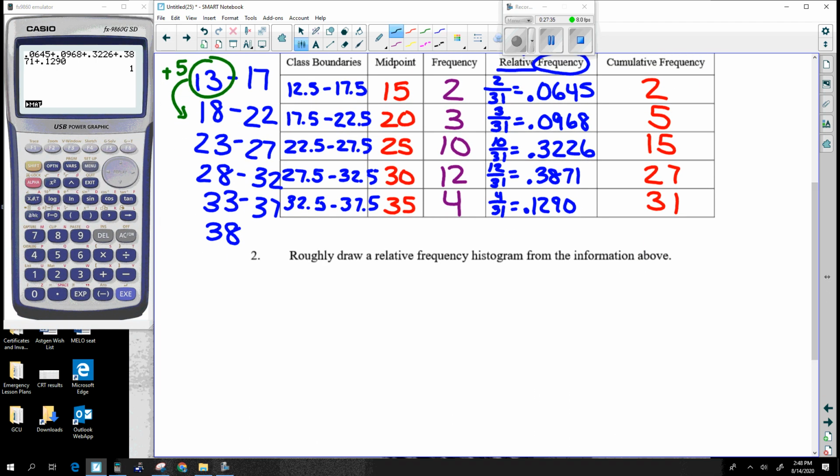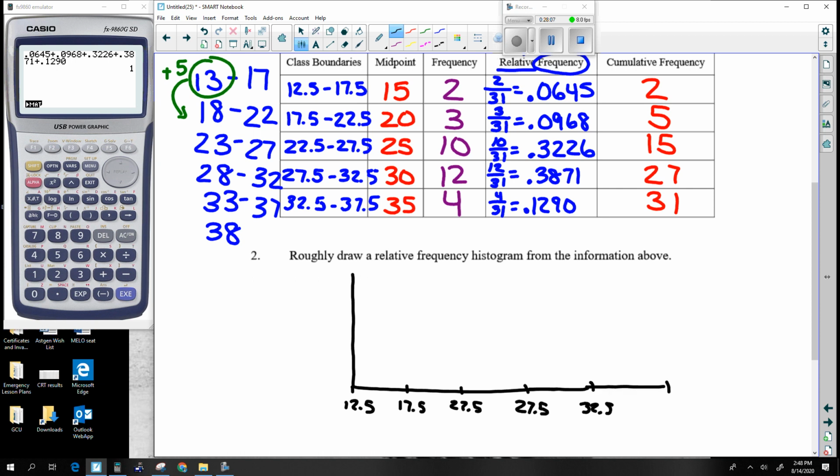Number 2 says roughly draw a relative frequency histogram from the information above. All right, so here we go. A histogram has bars touching. So this is going to be 12.5 in the first bar. It's going to go to 17.5. So that is the width that I'm dealing with. This goes to 22. Same width. 27. Same width. 32. Same width. And 37.5. Okay, so that's where the bars begin and end.